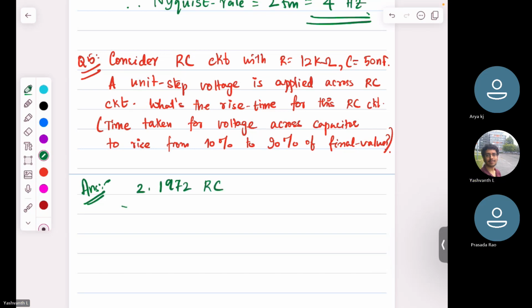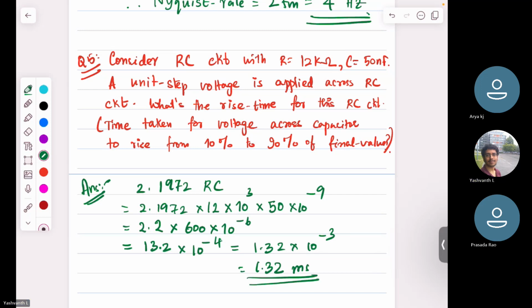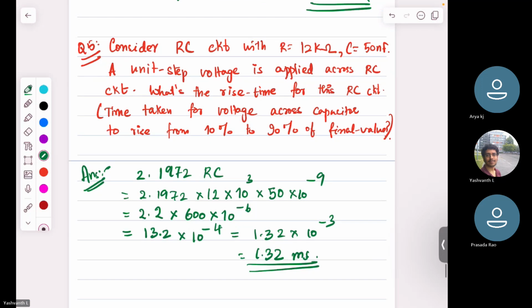2.197 RC, which is nothing but 2.197 into R, which is 12 kilo ohms, that is 12 into 10 power 3, and C is 50 nanofarad, 50 into 10 power minus 9. Okay, let's do it properly, which is nothing but 13.2 into 10 power minus 4, which is nothing but 1.32 into 10 power minus 3. That is nothing but 1.32 milliseconds. Okay, that's all.